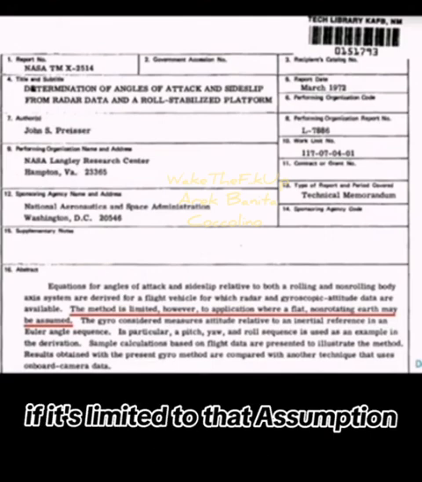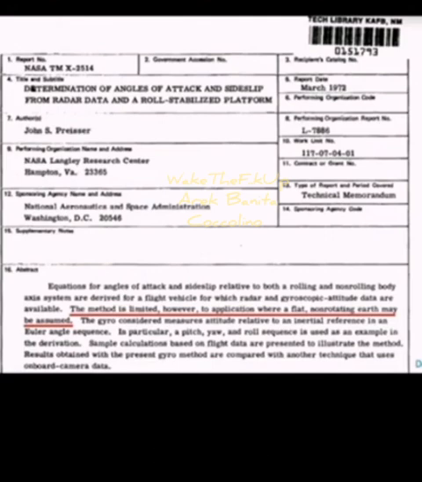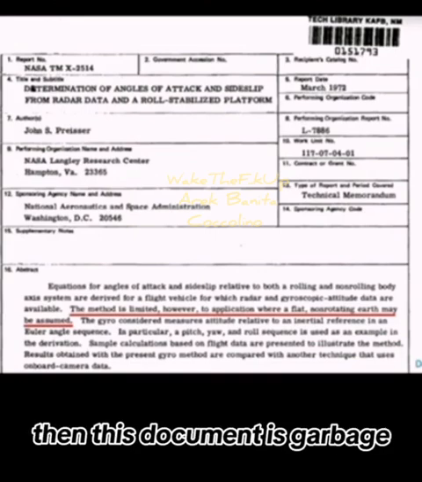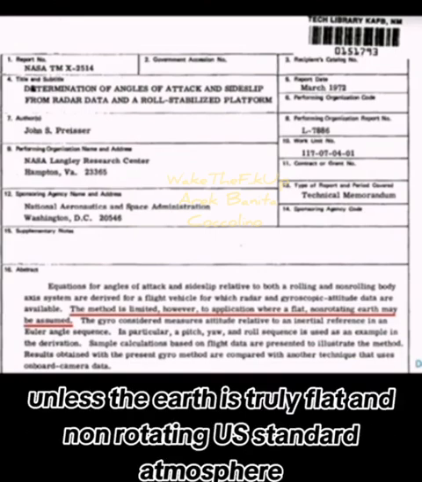If it's limited to that assumption, and the Earth is a spinning ball, then this document is garbage unless the Earth is truly flat and non-rotating.